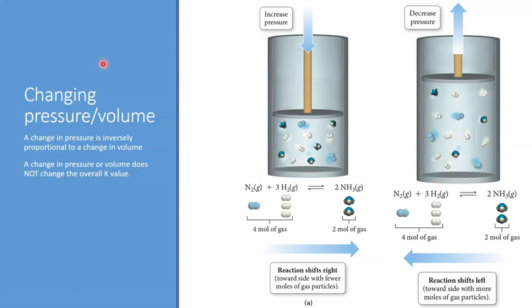So when thinking about changes in pressure or volume, you have to be very careful that you don't focus entirely on right versus left. It's not necessarily the product or reactant that tells you the answer. It's the number of moles. So just remember that if you are compressing the gas, you need fewer moles of gas particles. And if you are expanding the gas, you need more. So compression, shift toward fewer. For expansion, shift toward more.